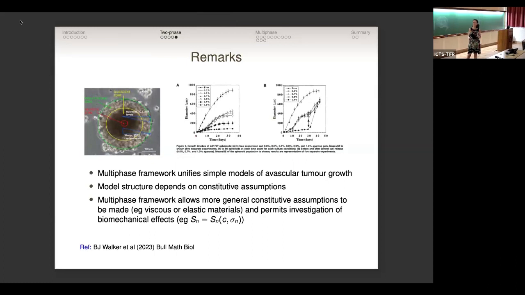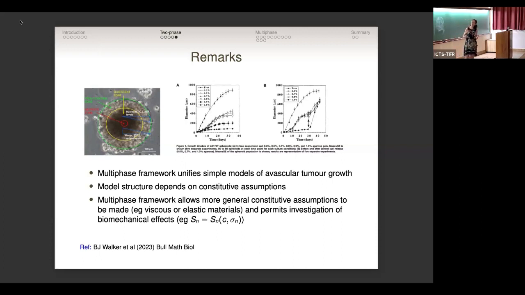Okay, so there's been a lot of work. That's really the basics of how these multi-phase models go. We can add extra phases. The algebra just gets a little bit more involved. We can extend to higher dimensions, and indeed all of this has been done, but it allows us to make more general assumptions about the material properties of the different constituents within my tissue.